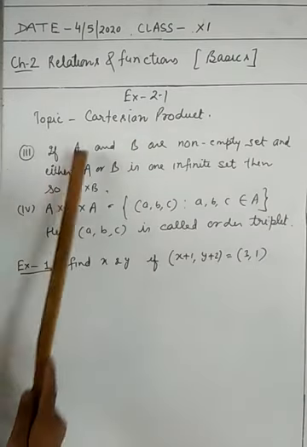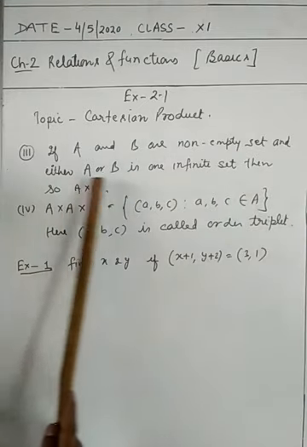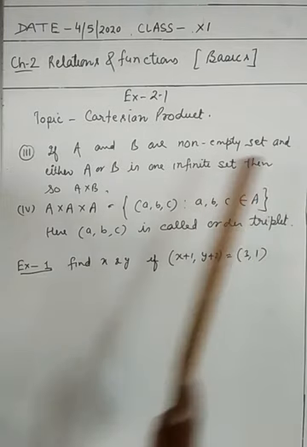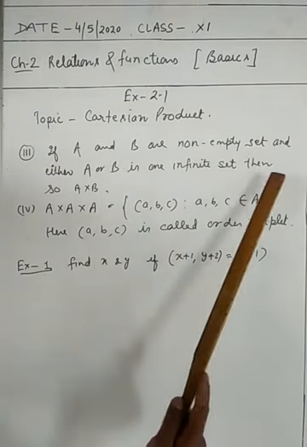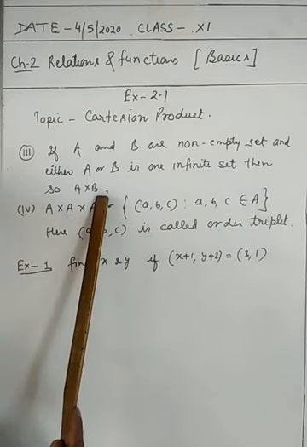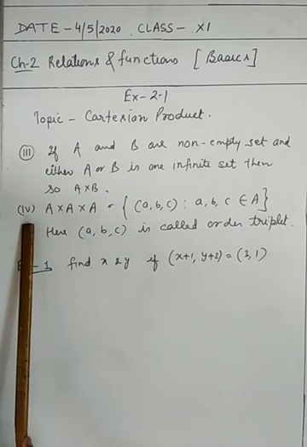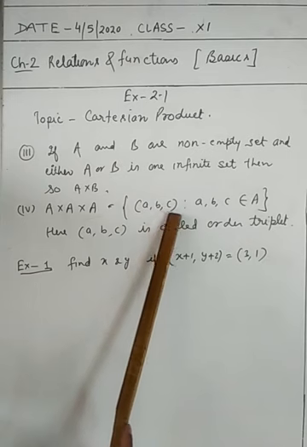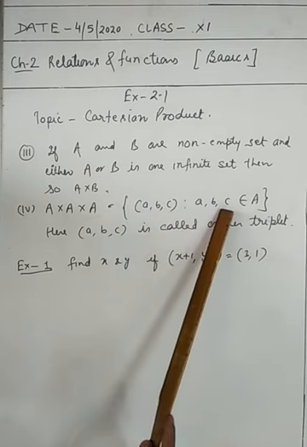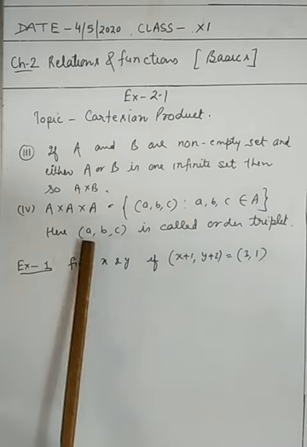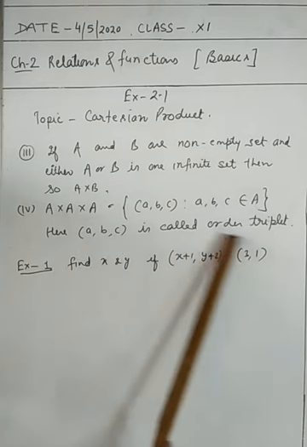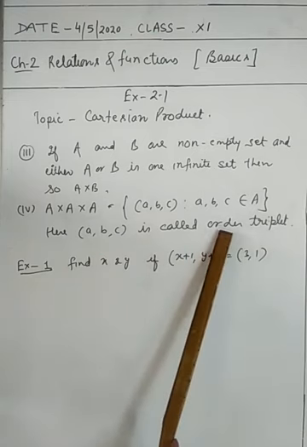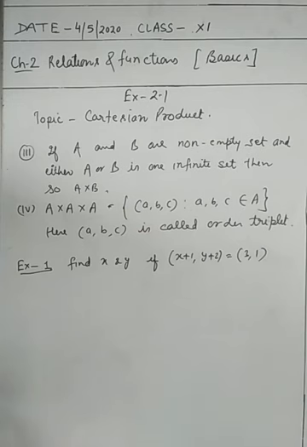Now the third remark: if A and B are non-empty sets and either A or B is an infinite set, means if A and B are both non-empty sets and any one of A and B is an infinite set, then A cross B is also an infinite set. Fourth, A cross A cross A means we have to take (a, b, c) in one bracket where a, b, c all elements belong to the set A. Here (a, b, c) is called an ordered triplet. Like when there are two, that is called an ordered pair, and if there are three, we call it an ordered triplet.